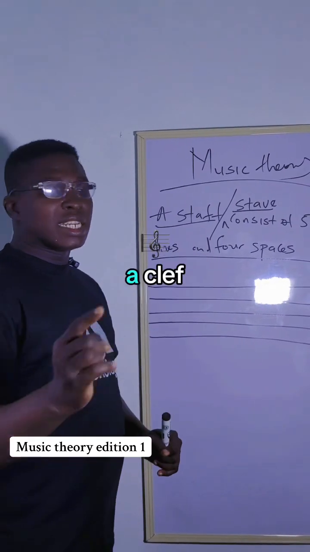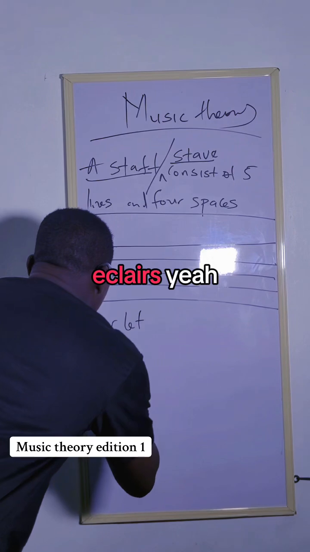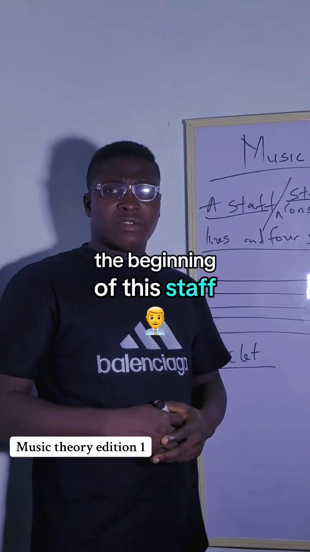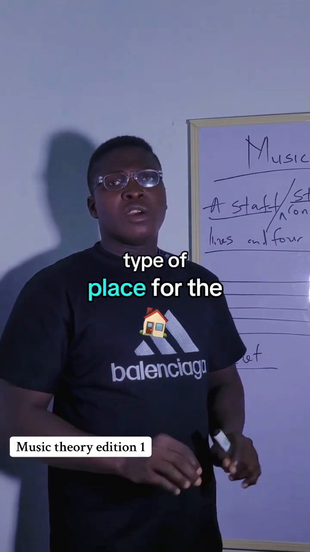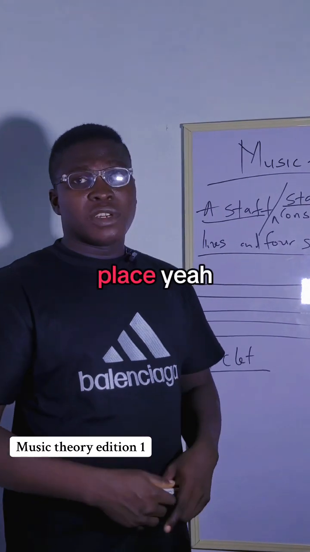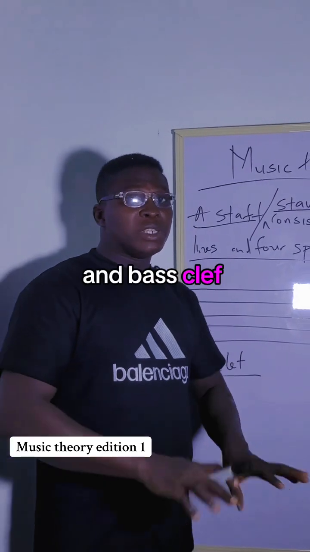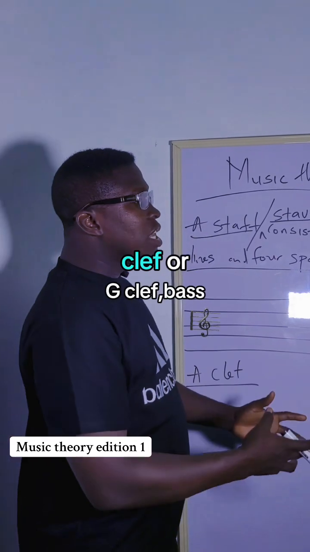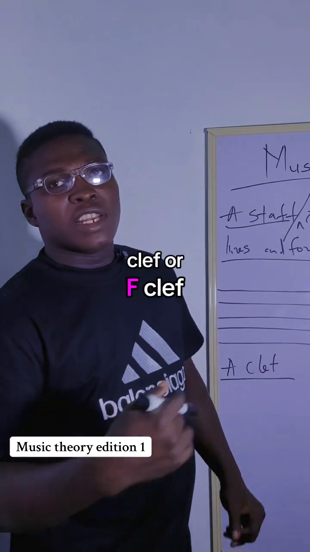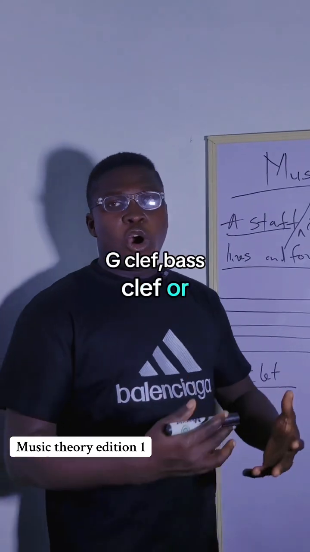Now let's take a clef. A clef is placed at the beginning of a staff. For the beginner level, we have two types of clef, although there are other types of clef in music. We are going to treat the treble clef and the bass clef. That is to say, treble clef or G clef, bass clef or F clef. Very simple.